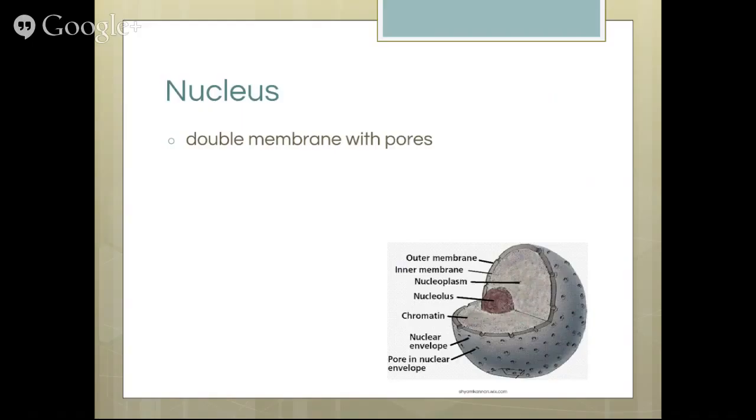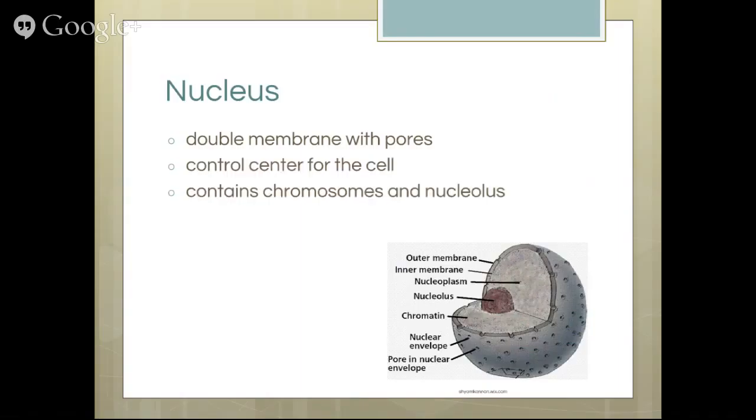If you'll recall from your previous classes, the nucleus is kind of the control center for the cell. So we've got to get information into the nucleus to find out what's going on in the cell, but then we've also got to get that reactive information out. And so you have to have these pores in order to do that. The nucleus is what contains the chromosomes, the DNA, and we'll talk about those more later on this semester, but it also contains an area called the nucleolus.